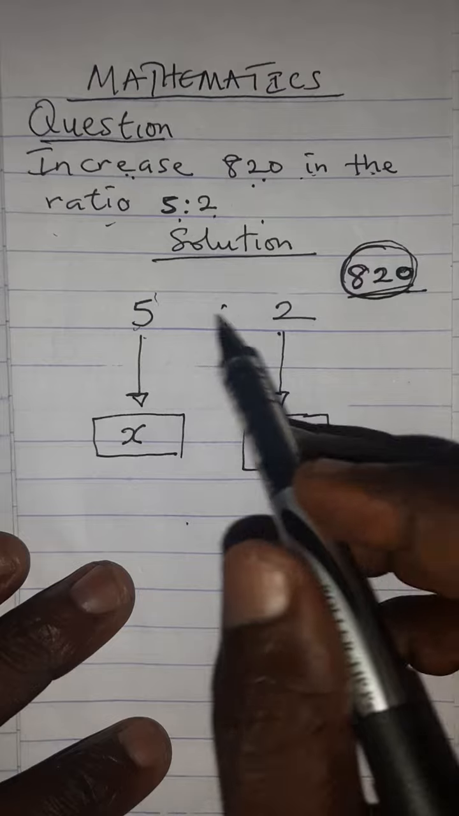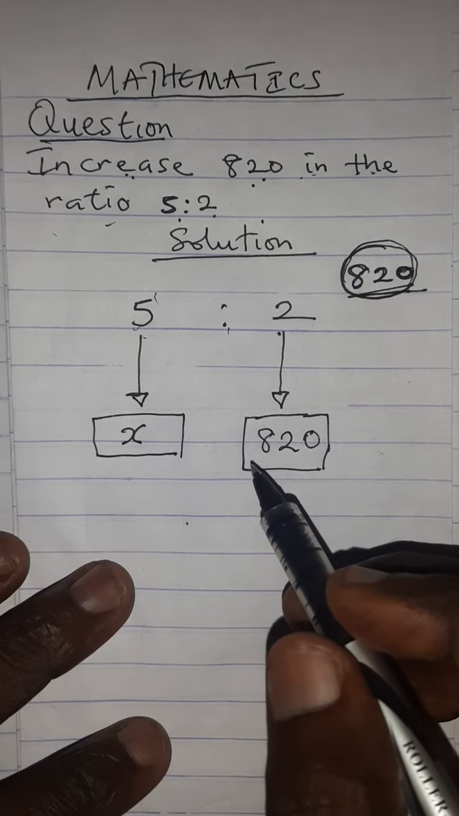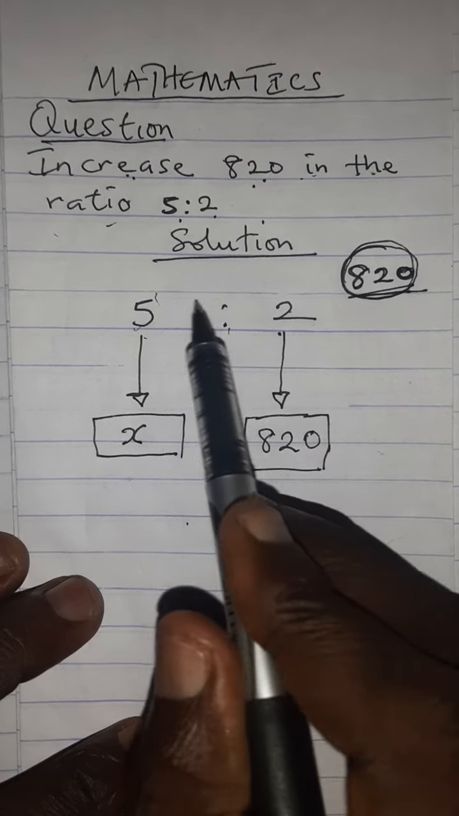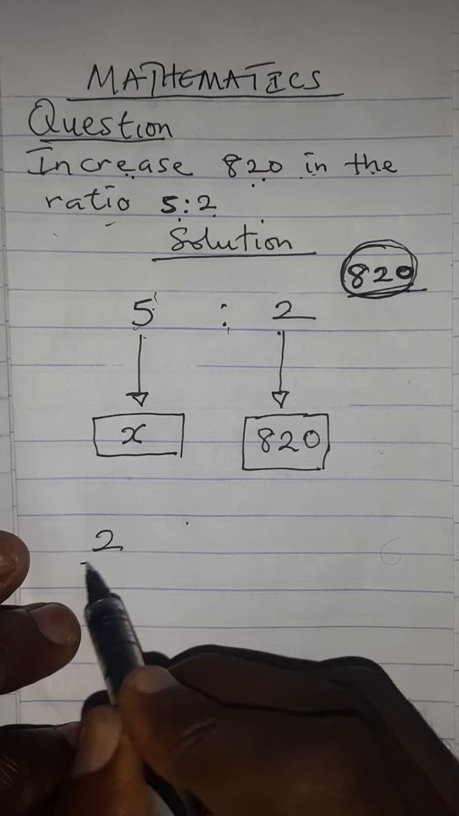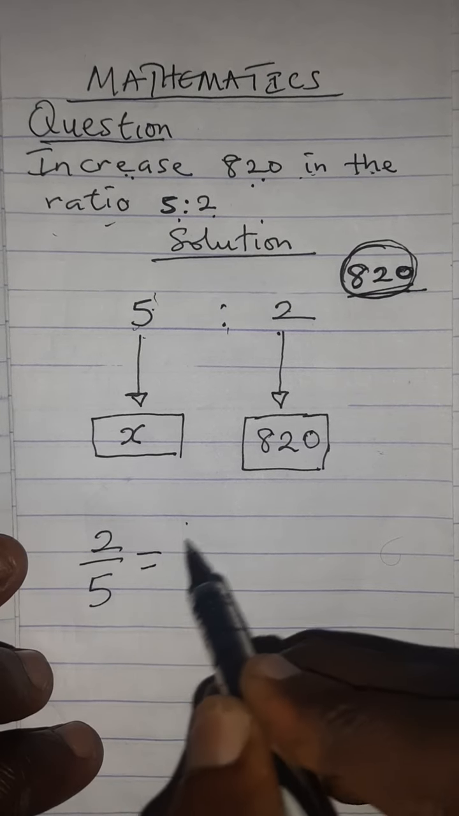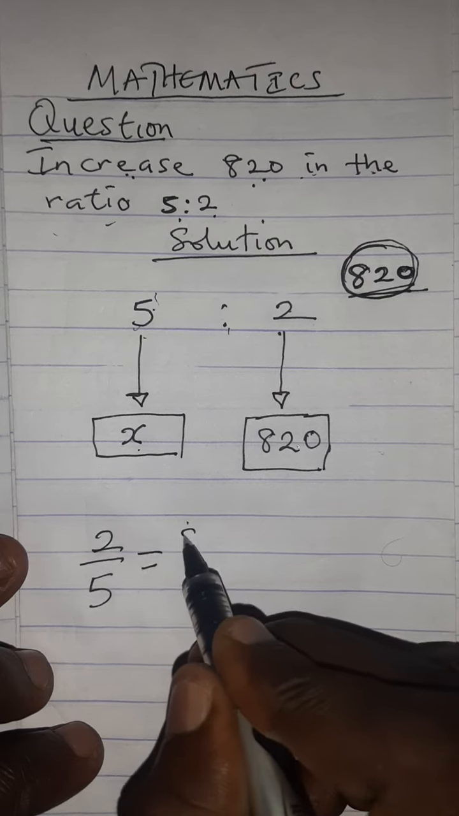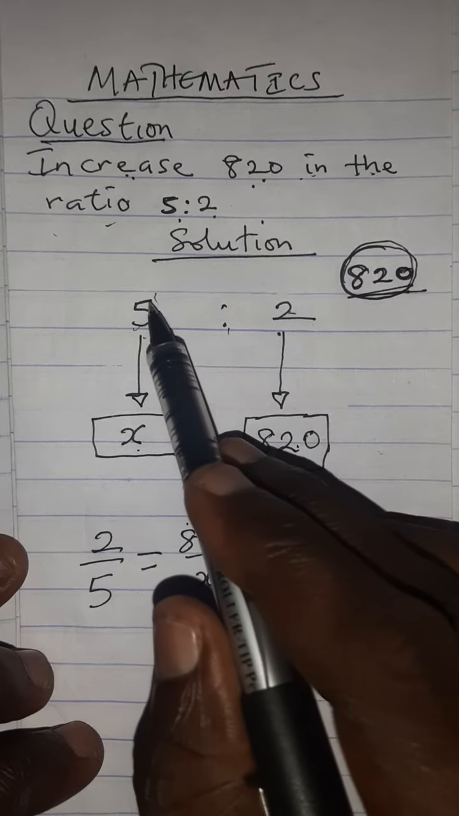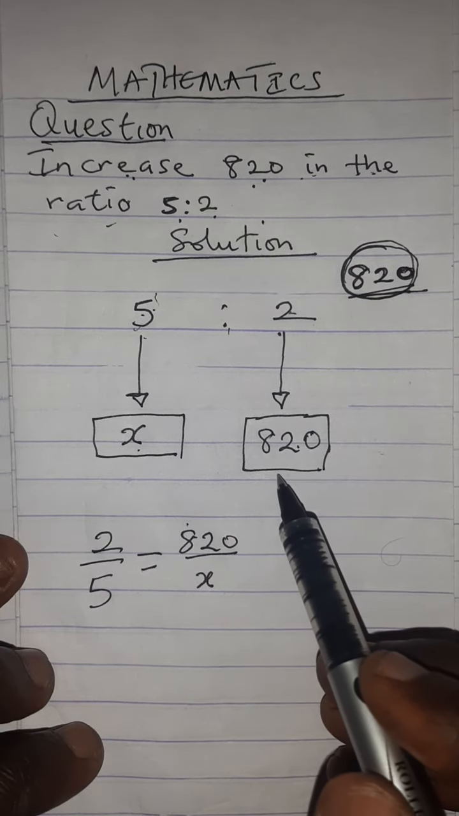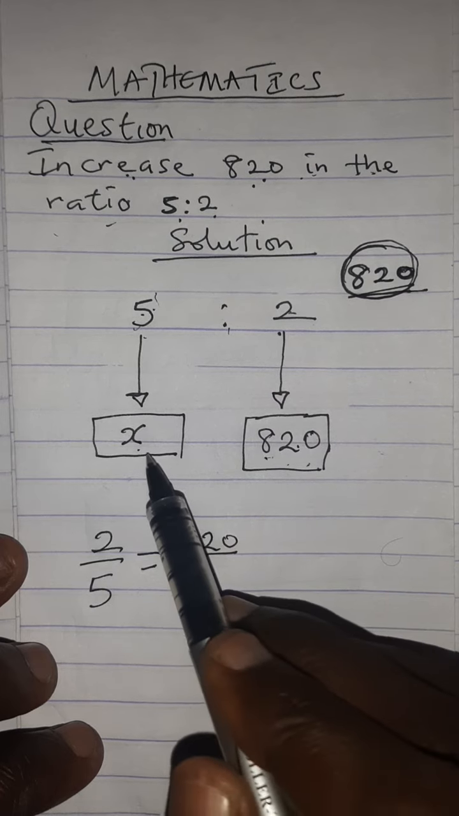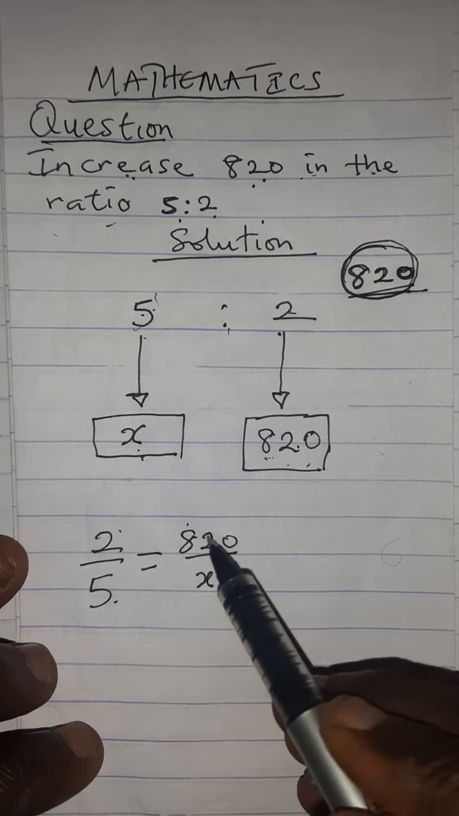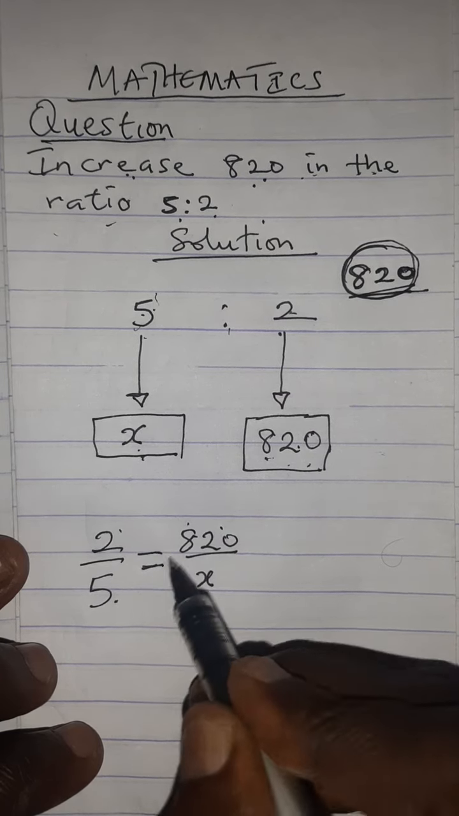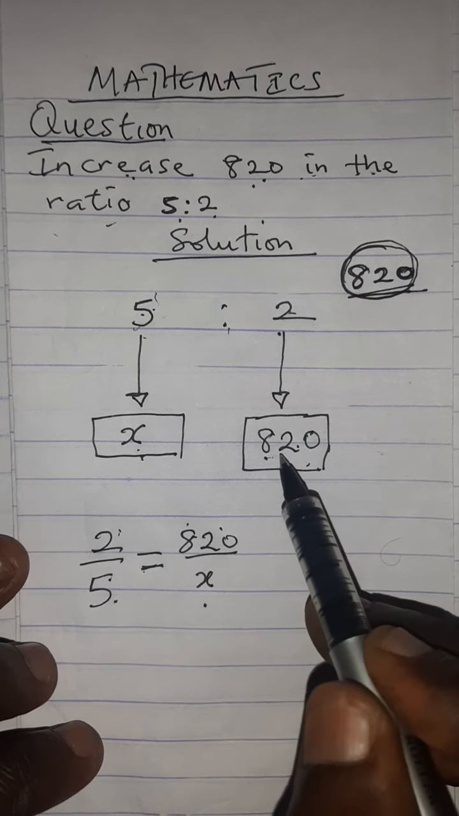So we're going to now convert our ratio to an equation involving fractions. So I'm going to do it this way. I can say 2 over 5 must also be equal to 820 over x. Don't forget that 2 over 5 is an equivalent fraction of 820 over the value we don't know. So this 2 over 5 and 820 over this value we don't know are equivalent in nature. So 2 over 5 equals 820 over x.